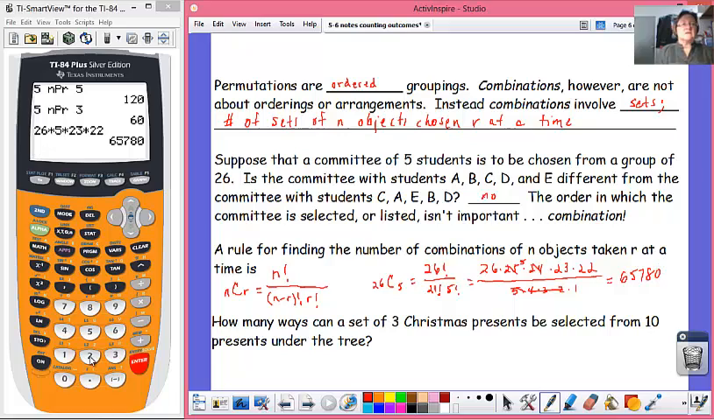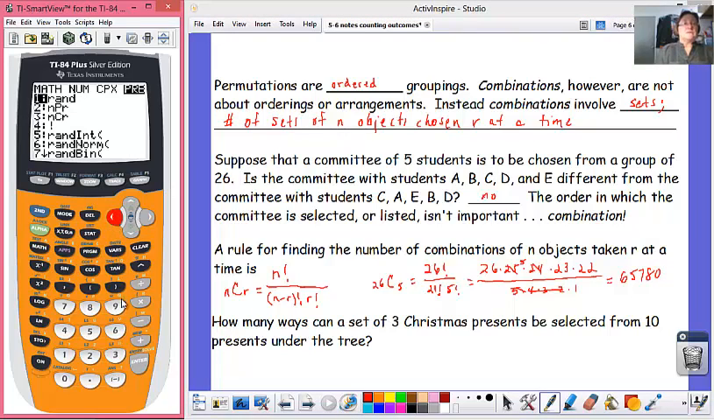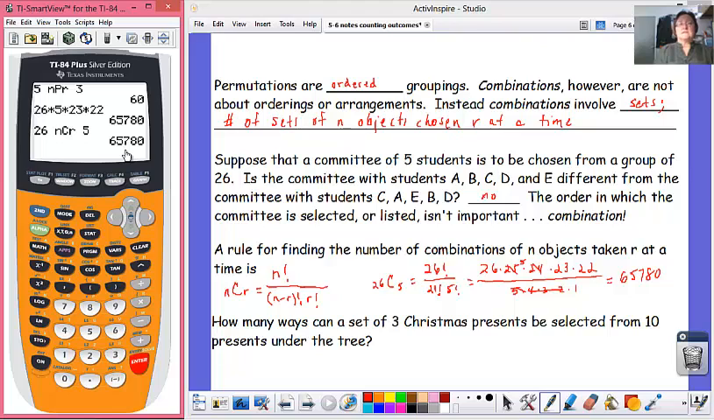I want to just check my work. Can't stand not knowing if I did it right. So this time we want NCR, and that's the third option here. And our R was 5. Oh, look at that, 65,780.